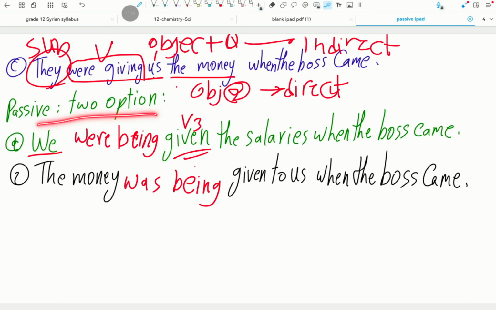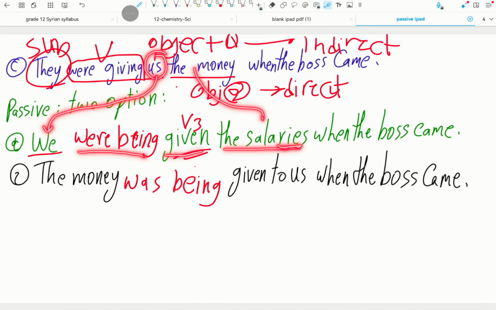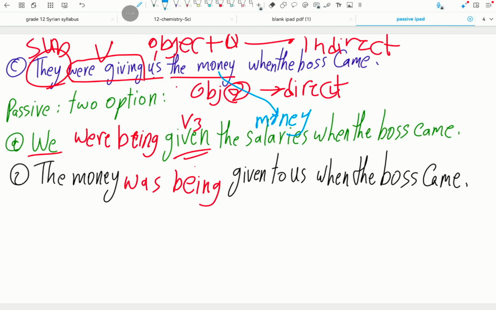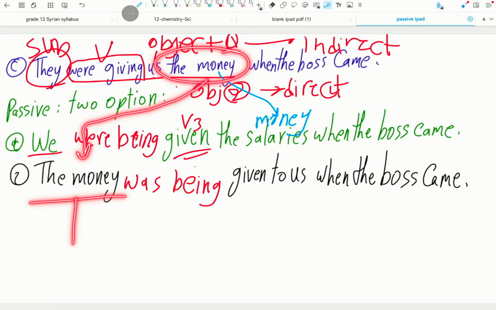So we have here two options. To use the first, or indirect object, we were being given the money. It should be the money, it shouldn't be the salaries. The money when the boss came. Or I choose the other object and put it at the beginning of the sentence. I say the money was being given.